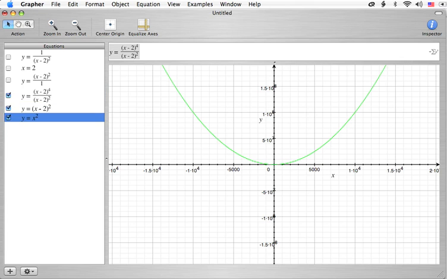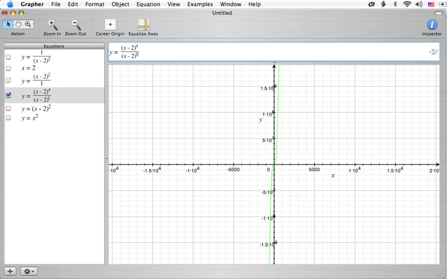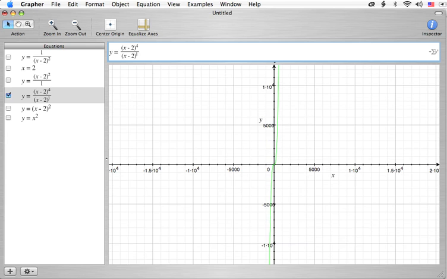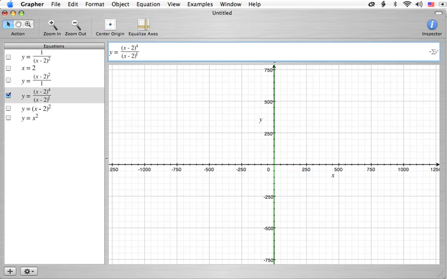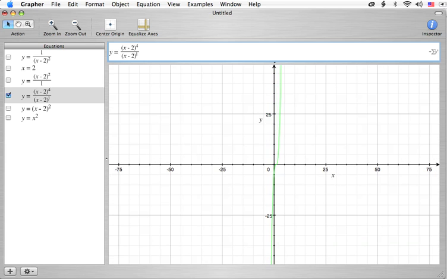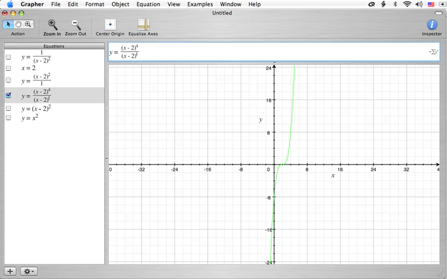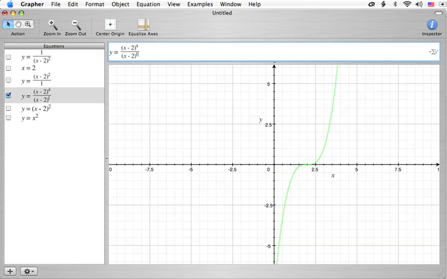Let me close these two. And let's go ahead and reduce the power down on the bottom again by 1. This time we have x minus 2 on the bottom and x minus 2 to the fourth is on top. One of them is going to cancel. We're going to get x minus 2 cubed. And I'm going to equalize the axes, and I'm going to zoom way back in so we can see what this looks like in detail. There we go. We're getting there.